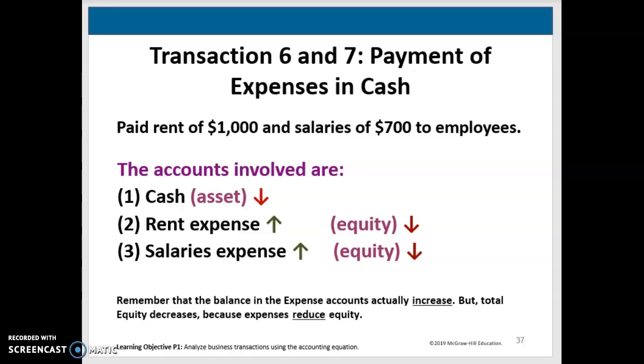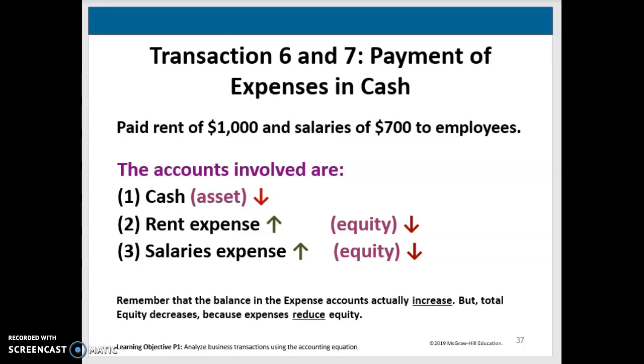This one is transaction 6 and 7, and it says we paid rent of $1,000 and we're paying salaries of $700 to employees. So we have 2 different expenses we're paying here. But with both of them, we're paying in cash. So our cash is going to go down by the total. Our cash is decreasing $1,000 for rent and $700 for salary, so our cash is going down $1,700 total.